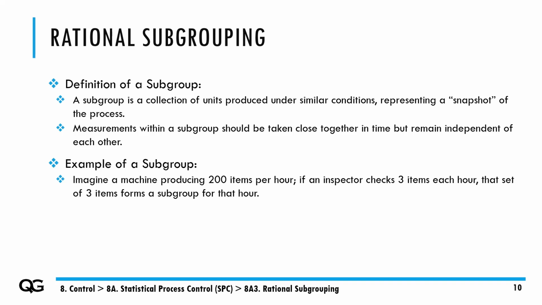Let's understand this with a simple example. Let's say you have a machine which is producing 200 items per hour. From this machine, if you just pick 3 items randomly at a specific time and you measure them, these 3 items will be the subgroup for that particular process. Now remember that these 3 items need to be picked at the same time. You don't pick one now, and another after 15 minutes, or another after 15 minutes. You just pick 3 consecutive items because that will give you the snapshot of the process, that at that particular point in the process, how it was behaving.